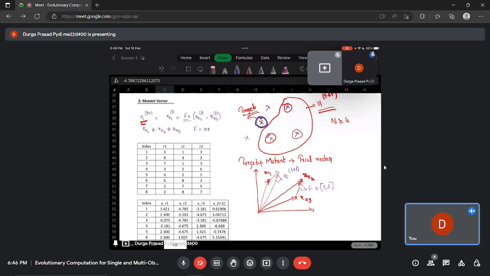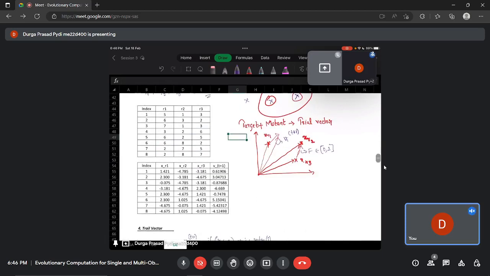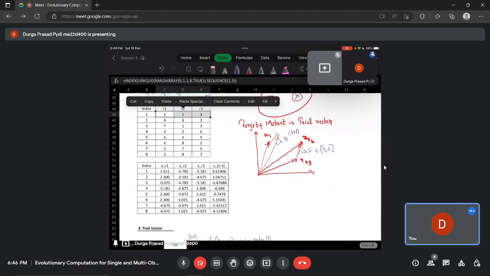For this particular example, we are considering a value of 0.5. Once you consider a value of 0.5, the first step is generating 3 random numbers, and these 3 random numbers should be unique. Once I generate the 3 random numbers, I select the particular individuals. For the first case, let's say I have taken 5, 1, 3. For this particular scenario of 5, 1, 3, these are the individuals.